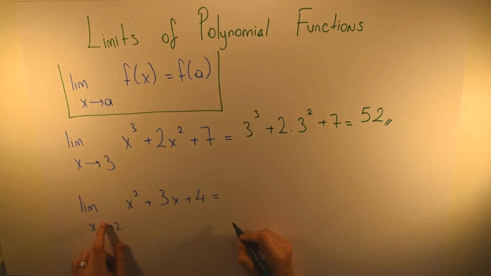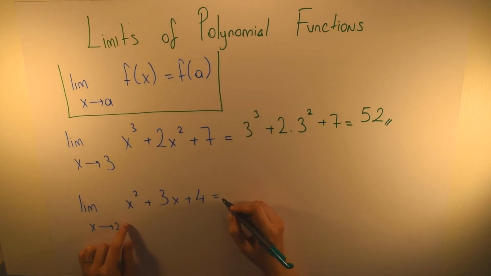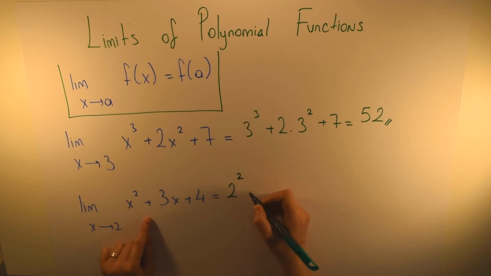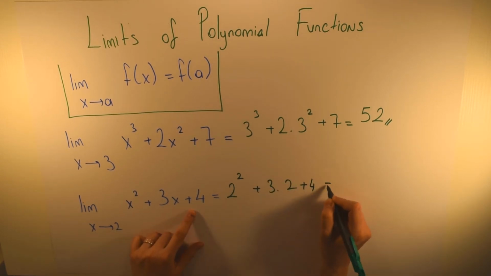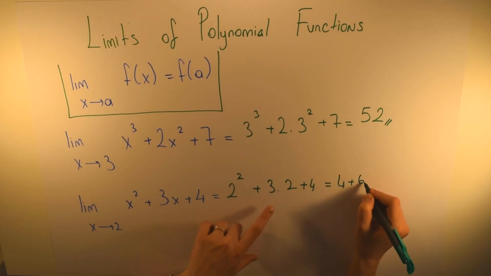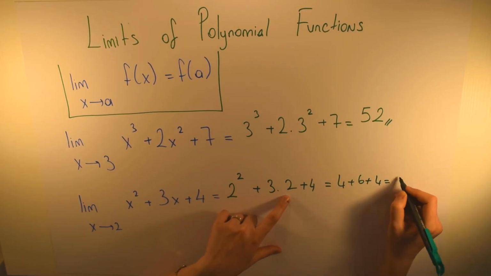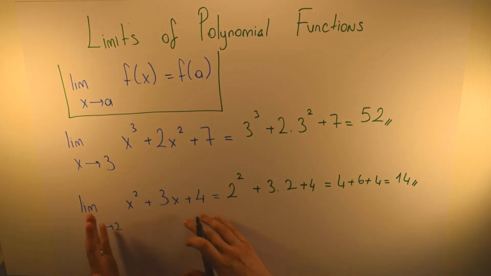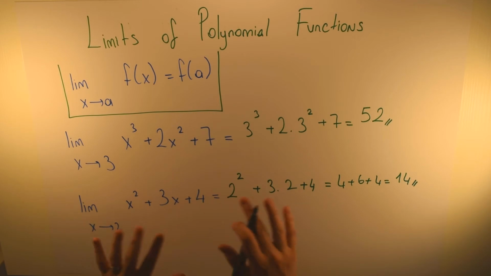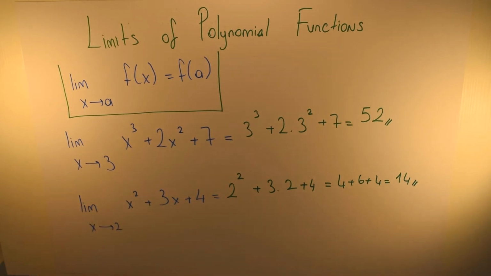Same logic here. Limit as x approaches 2 of x squared plus 3x plus 4, and all you need to do is to put 2 instead of x here. So it's 2 squared plus 3 times 2 plus 4. So this is 4 plus 6 plus 4, and this is all equal to 14. So we don't need to check the values when they approach from the right or left. That's why it's a very, very easy process.